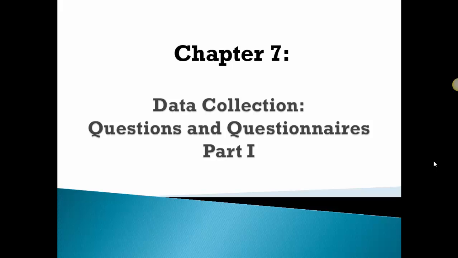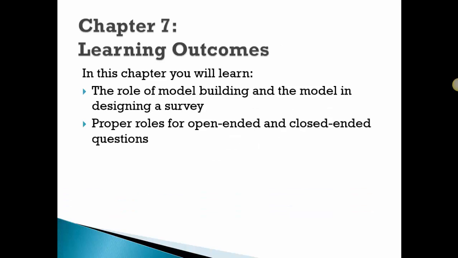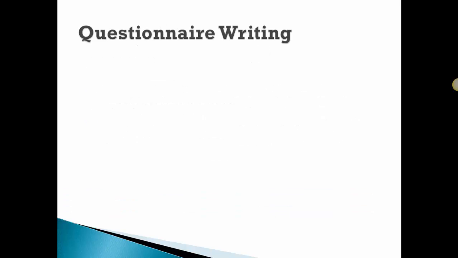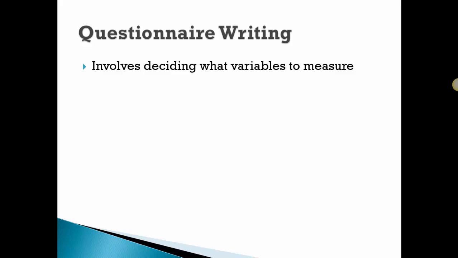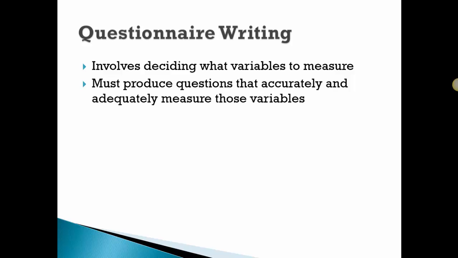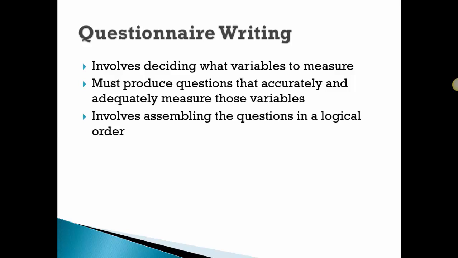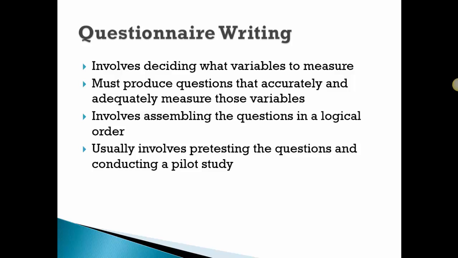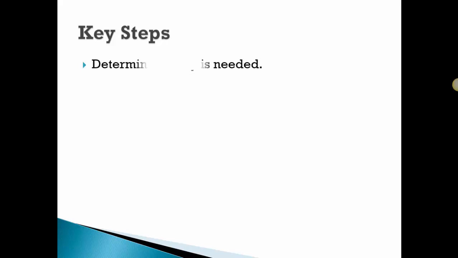And we're in Chapter 7 now, which talks about how we create questionnaires and put the questions together. So the first half, we're going to talk about how we write the questionnaire, and this involves deciding what we want to measure. And so these are things that we're learning in the course. And we have to produce questions that will accurately and adequately measure the variables that we're interested in. We want to assemble the questions in logical order, and we usually pre-test the questions and then actually conduct a pilot study. So key steps.